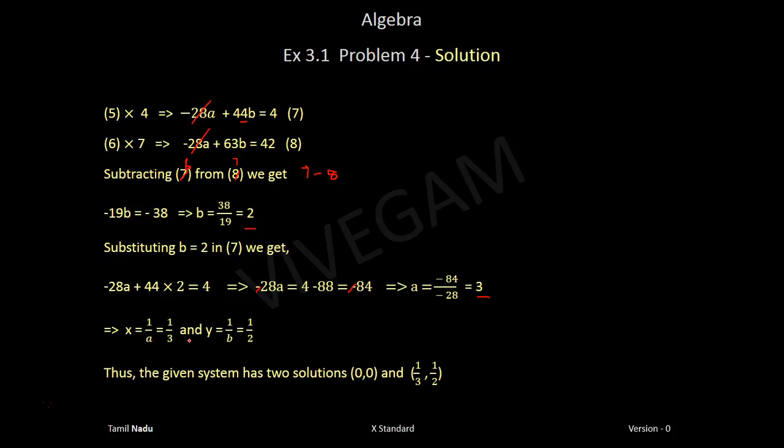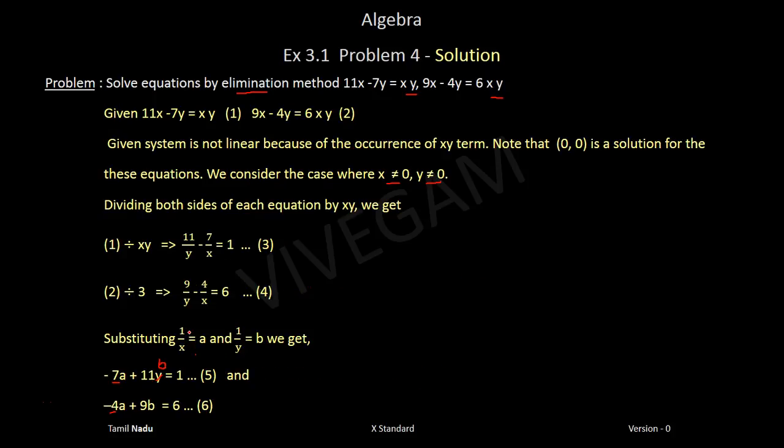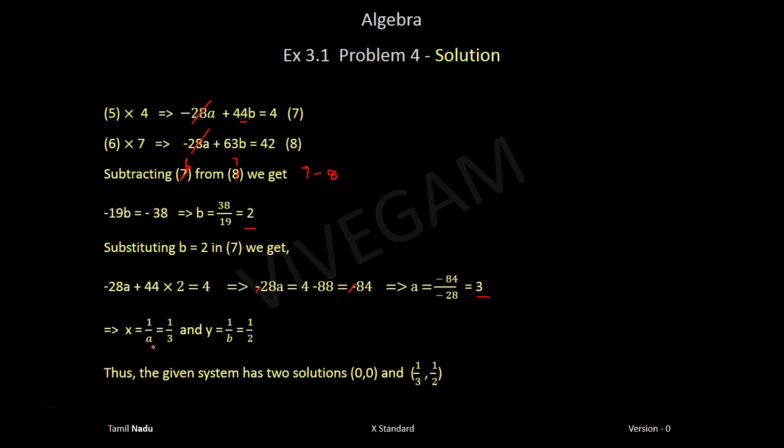Okay, so now let's go back. What is a? a is 1 by x. Similarly 1 by y is b, or 1 by a will become x, right? So you can change position. Similarly 1 by b equal to y. So use that here. So x is equal to 1 by a, and we just now calculated a as 3, so x is equal to 1 by 3. Similarly y is equal to 1 by b, and we just now calculated b equal to 2, right? So it is 1 by 2. So x equal to 1 by 3 and y equal to 1 by 2 is the other solution.